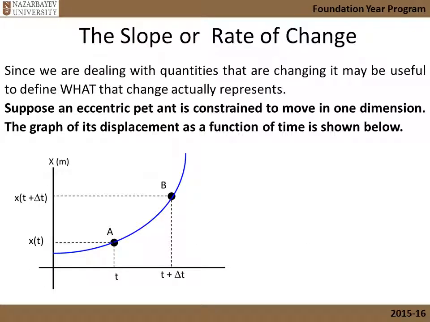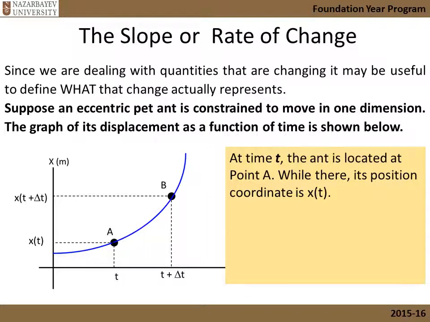Let's look at this example. Since we are dealing with quantities that are changing, it may be useful to define what that change actually represents. Suppose we have an eccentric pet ant which is constrained to move in one dimension. The graph of its displacement as a function of time is shown below. So we can see our blue curve that represents our function x of t.